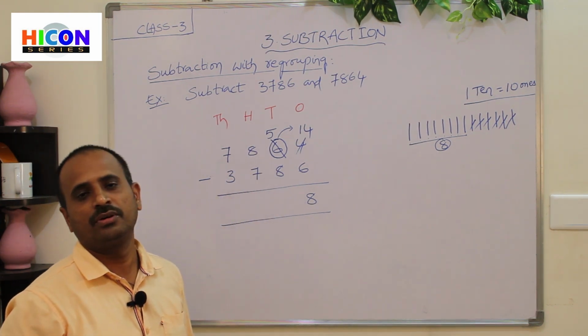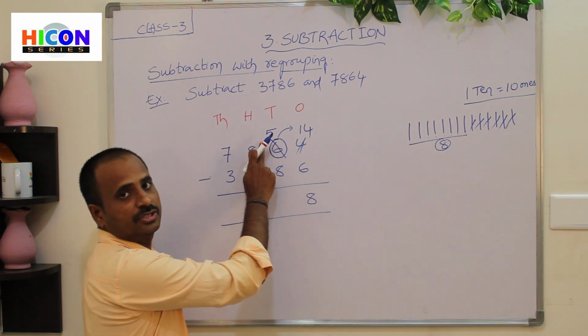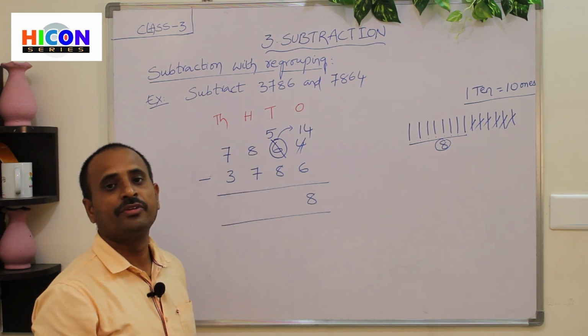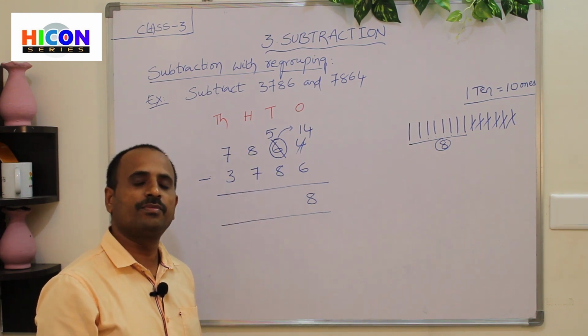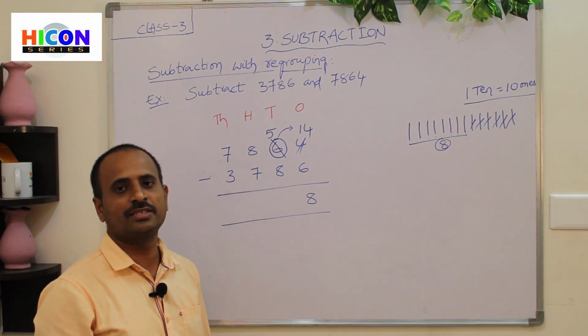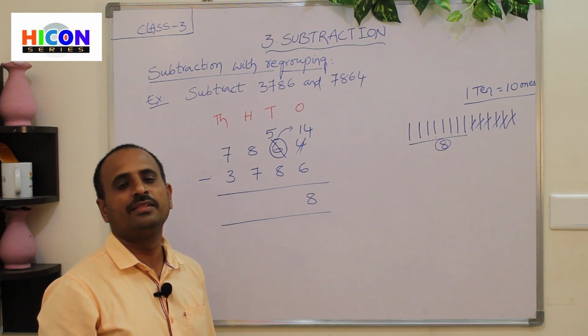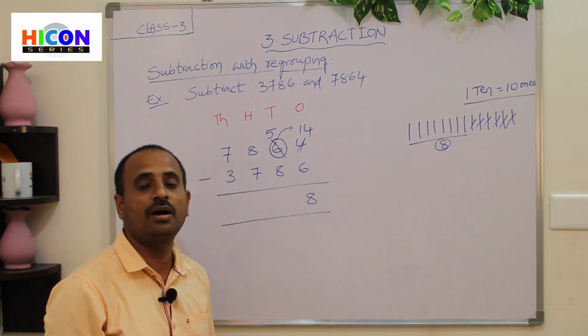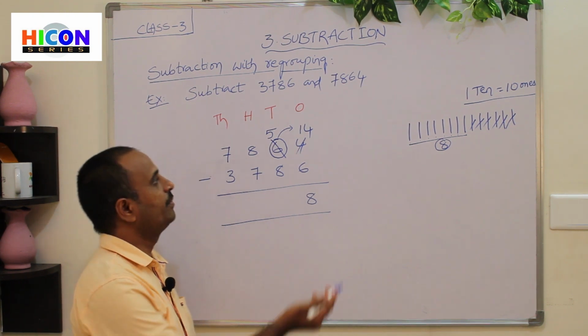Is it possible? No, because 5 is the smaller number, 8 is the greater number. We cannot subtract the greater number from the smaller number. Then how can we do the subtraction? So again, same process. If the subtraction is not possible, then we have to regroup or borrow from its next place.